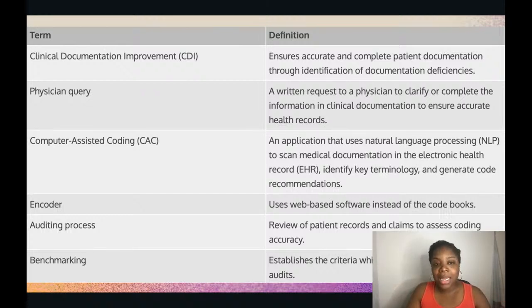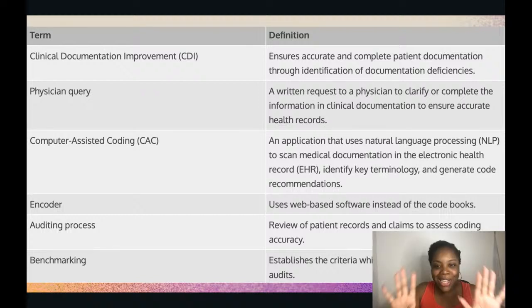And benchmarking can be determined by looking at your competitors, right? Looking at what other people are doing. It could be determined by looking at what the organizations or the industry standards are. That could also help you identify what your benchmark is going to be. But whatever that benchmark is, you need to have it in order to have an effective auditing process.